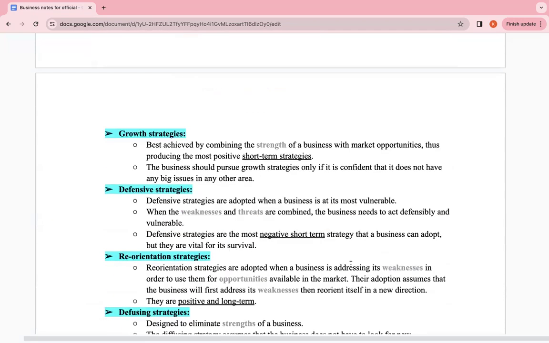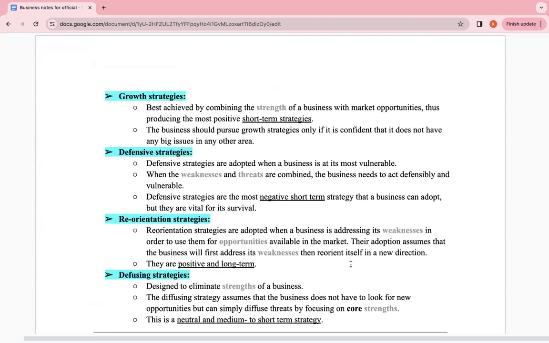So now let's talk about different strategies that businesses can use. Growth strategies are best achieved by combining the strengths of a business with market opportunities, thus producing the most positive short-term strategies. So basically, it's a short-term strategy, keep in mind, because they're combining the strengths of a business with the market opportunities.